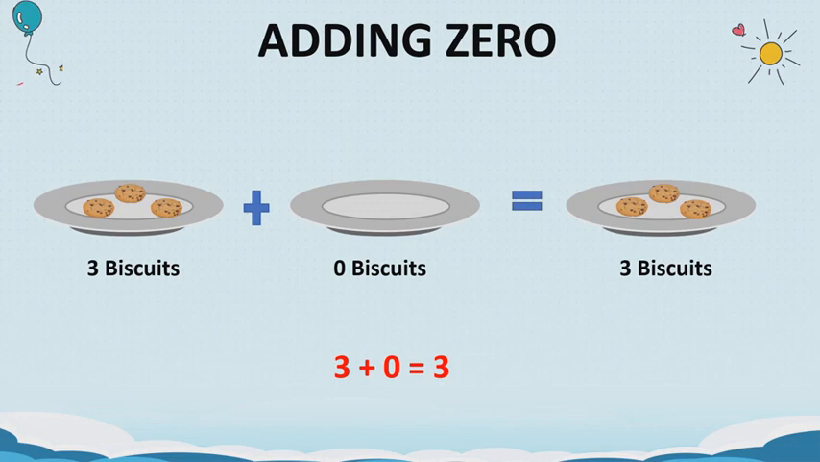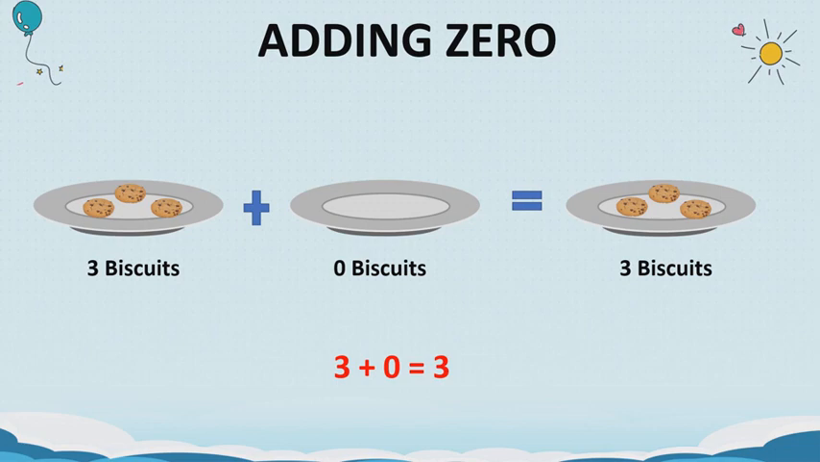Let us count the biscuits in plate 1. 1, 2, 3. 3 biscuits. And in plate number 2 there is nothing. That means 0 biscuits. So 3 biscuits plus 0 biscuits is equal to 3 biscuits. Let us count how much we will get as answer. 1, 2, 3. We will get 3 as answer. 3 plus 0 is equal to 3.